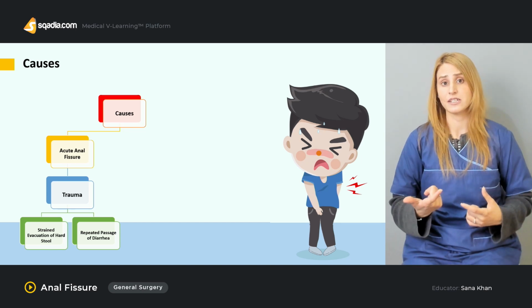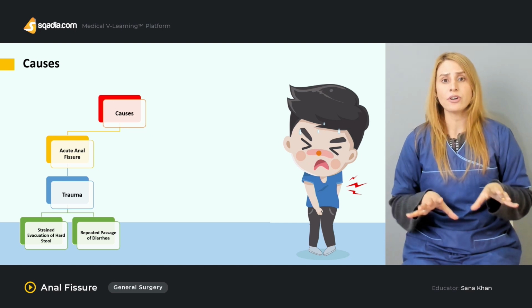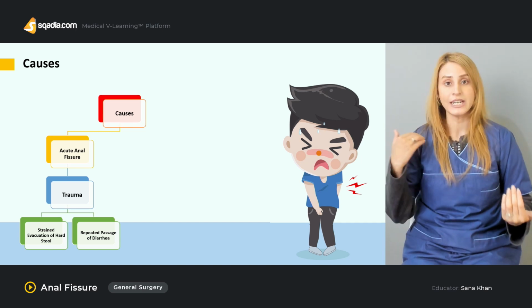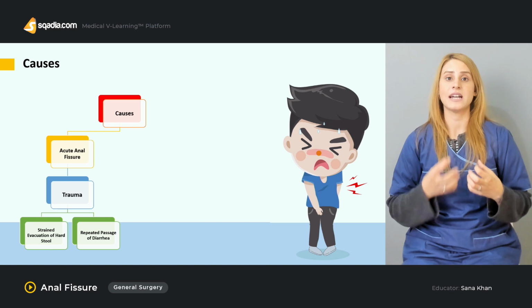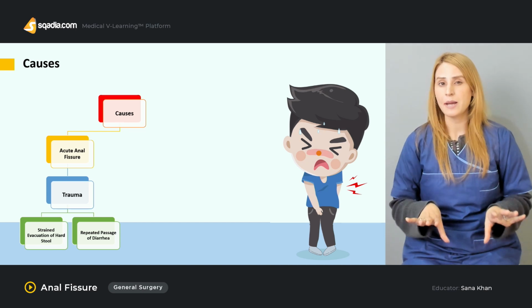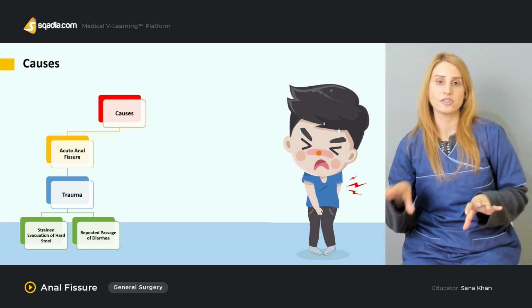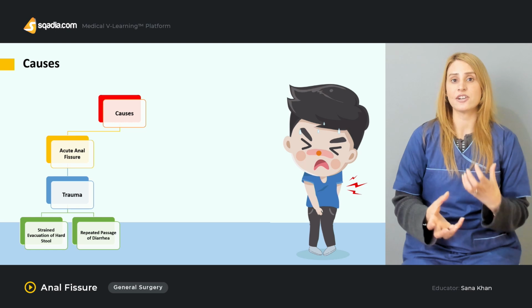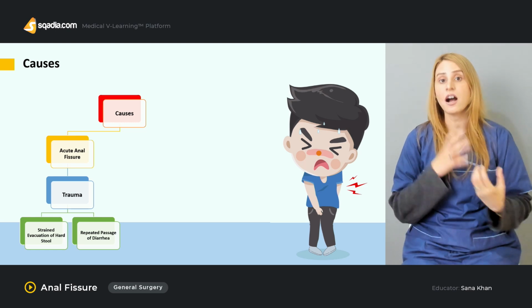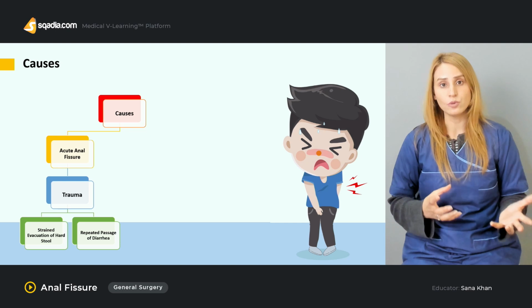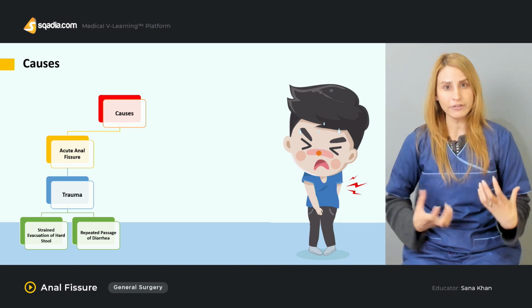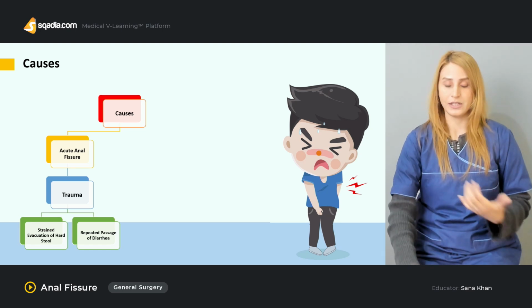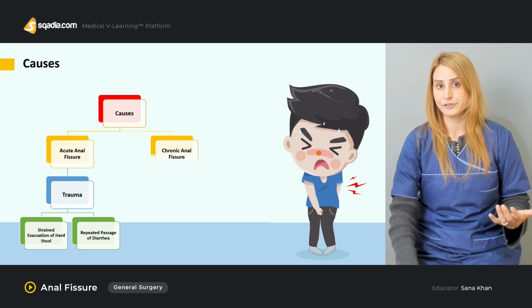Now, how come the repeated passages of diarrhea? Because you are again passing stools that are watery in consistency, and sometimes there's constipation alternating with diarrhea. Because of that, the skin is again and again in contact with the stool, which is an irritant to the anoderm, and that makes the anoderm vulnerable to tear.